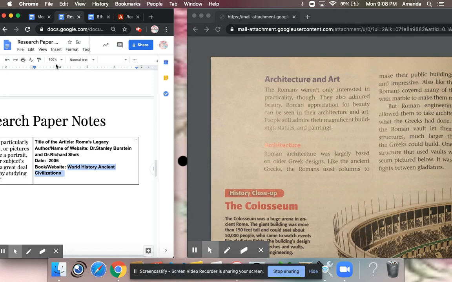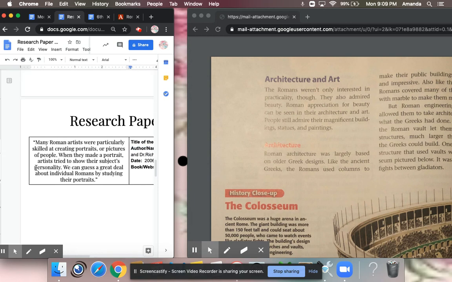All right, so I have my title here. I have the date, which we just have the year, and that is okay if that's all the information that your source gives you. Sometimes you won't even have a date. We have our section of our book here. All right, so I have that.